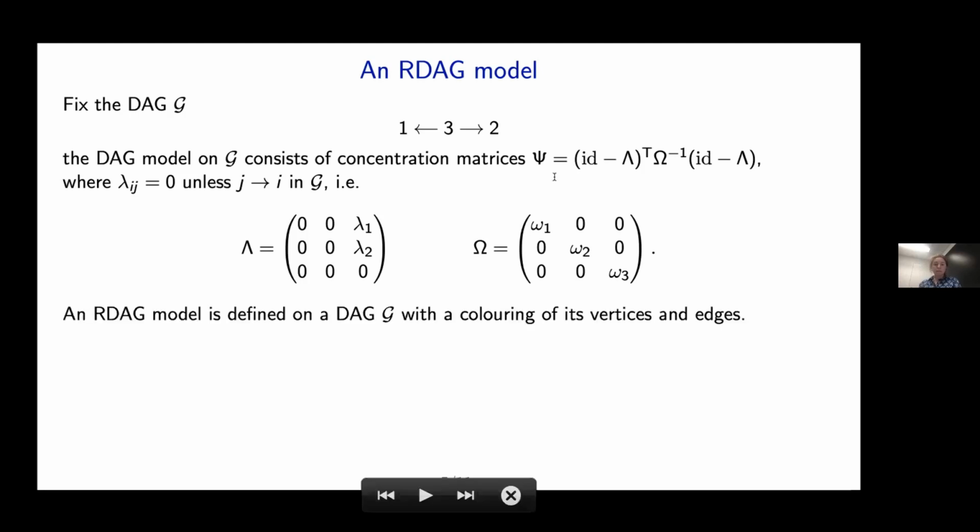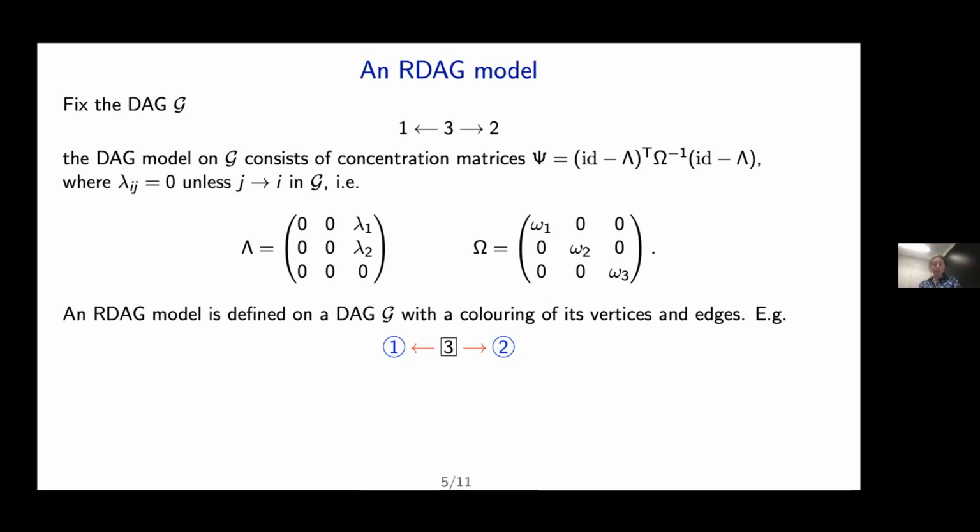All right. Now an RDAG model is defined on a DAG together with a coloring of its vertices and edges. Here's an example. It's a similar DAG to the one that we had here, but now each vertex and edge is assigned a color. Vertices 1 and 2 are both blue in this example, vertex 3 is black, and both the edges are red.